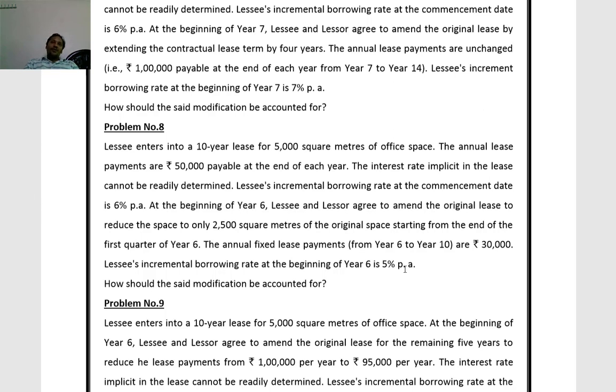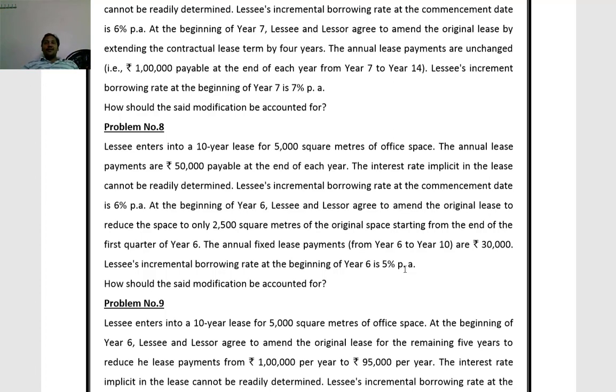Then for accounting purposes, the modifications are to be classified into 3 types. First one, an increase in scope of the lease and a commensurate increase in lease payments, a commensurate increase in consideration. Then you account for it as a separate lease. So with an increase in the scope of the lease and a commensurate increase in consideration, you have to account for it separately.